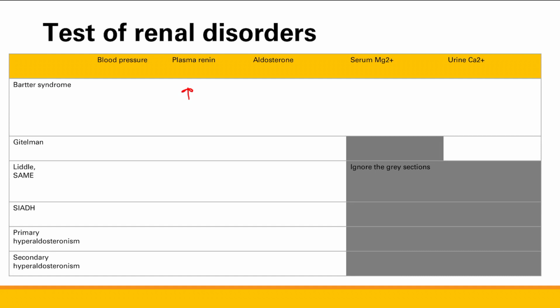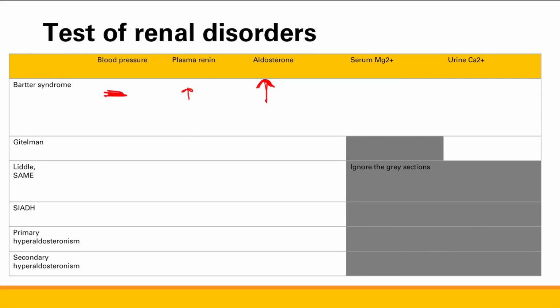Remember, it acts on the smooth muscle, vasoconstriction. Acts on the adrenal cortex, aldosterone. Acts on the kidney directly, sodium absorption, efferent arteriole constriction. Okay? So all of that happens, and then you will have a nice balanced blood pressure.